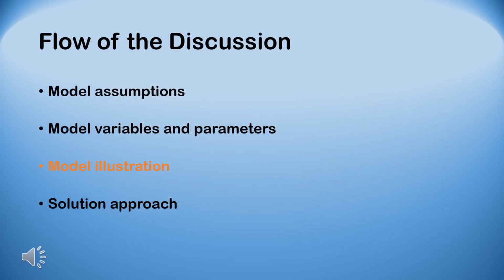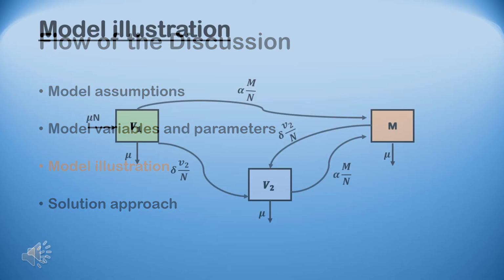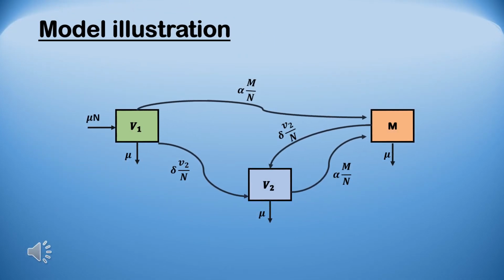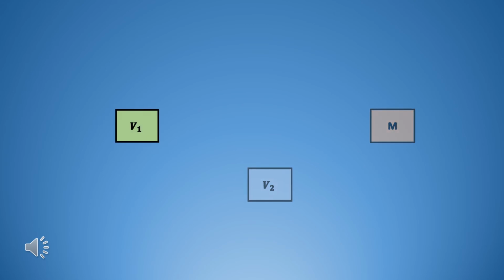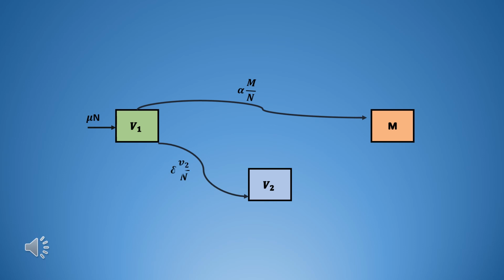Now, we will be presenting a figure illustrating the model. Model illustration. The links describe the corresponding inflow and outflow in the compartments. We have three compartments: V sub 1, V sub 2, and M. The system is populated through V sub 1. Then, V sub 1 can become misinformed M by the factor alpha. However, V sub 1 can also become less vulnerable V sub 2 by delta. Next, the misinformed M can also become less vulnerable by delta, and V sub 2 can become misinformed by the factor alpha. Finally, there is a constant rate of leaving the system, mu.